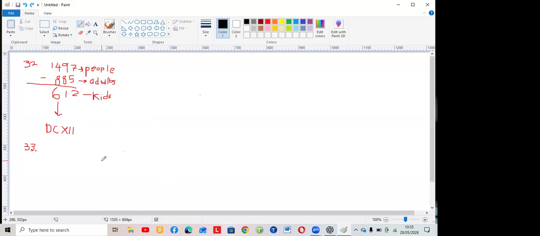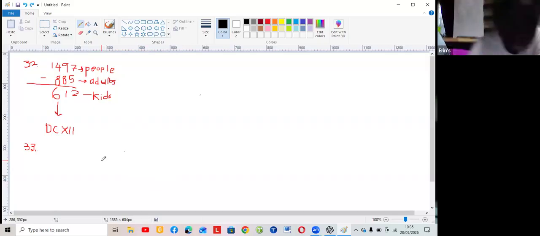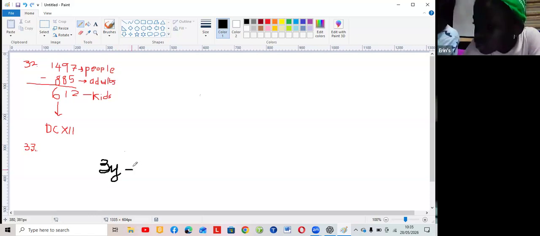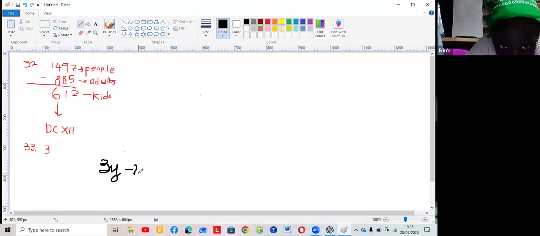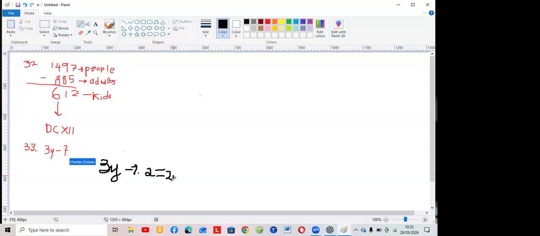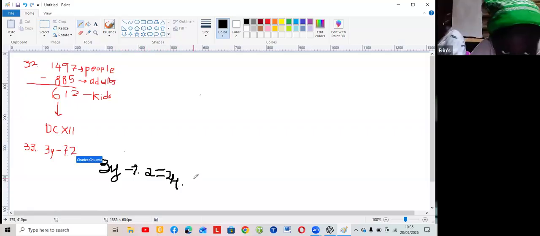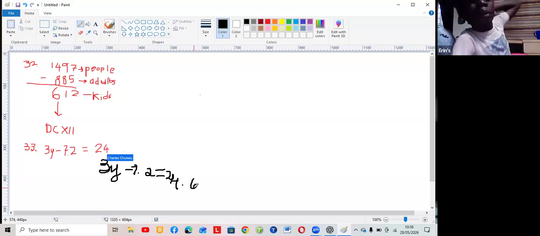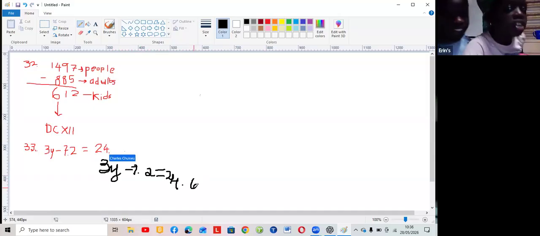Simplify what? Shall we write something? 3y minus 7.2 equals minus 7, equals 24.6. That's all. Equals 24.6. So that exclamation that two of you were giving, is it because there's a decimal point? No, it's in our mind. We're saying it's very, very simple.